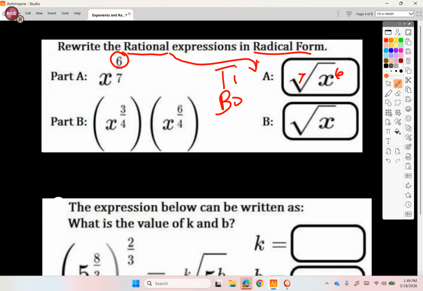So on the part A here, you don't have to do any steps to get your exponent. The exponent's just there. But on part B, you have to add your exponents first, which gives you x to the 9 over 4. And now you can do your top in and bottom out.